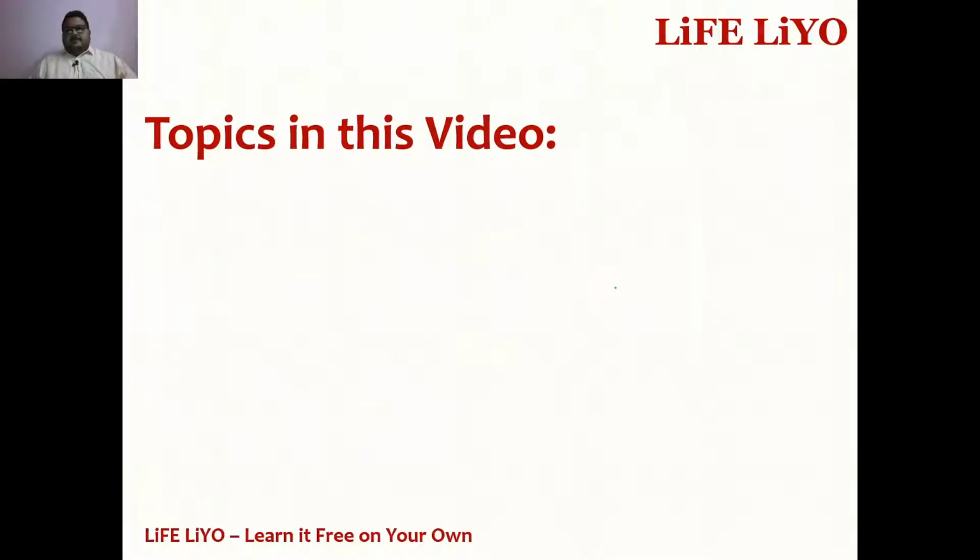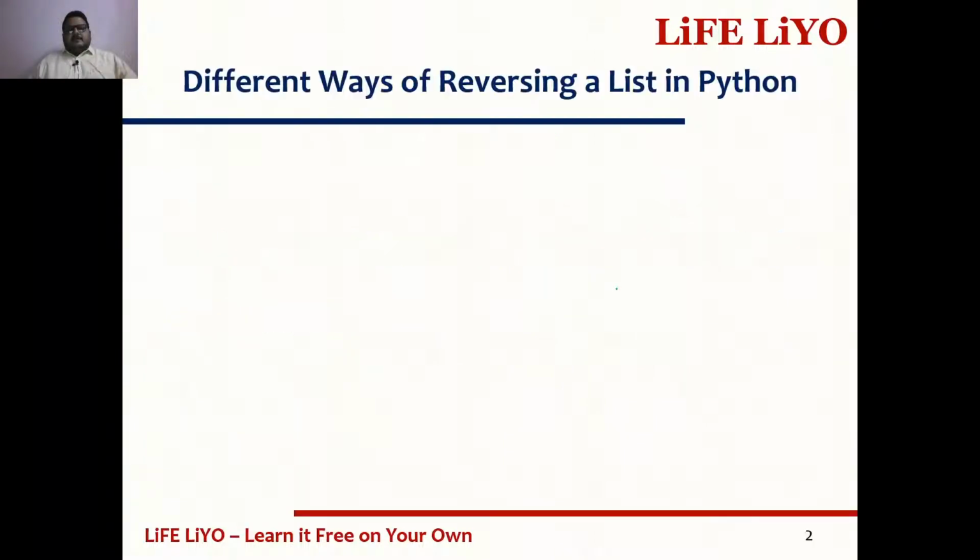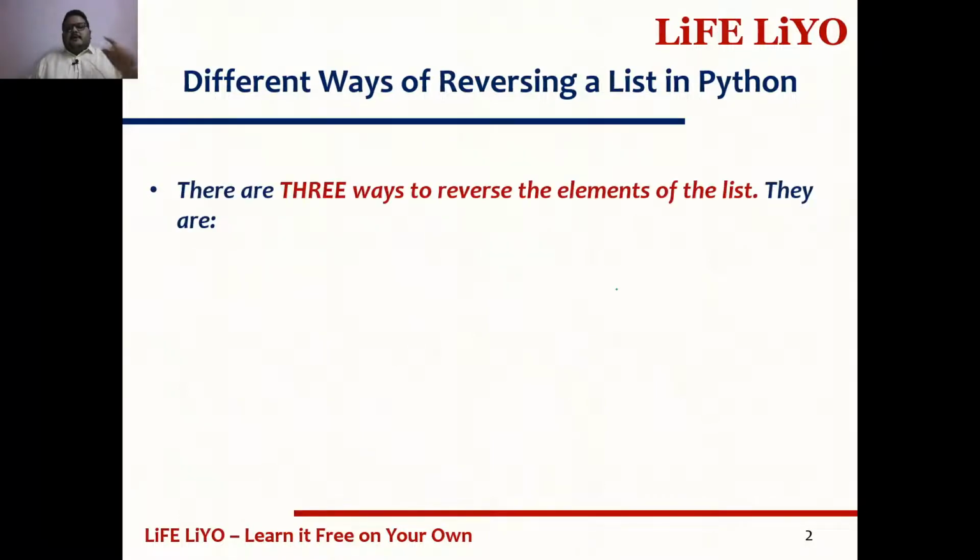In this video I am going to discuss different ways of reversing a list in Python, with examples. You may think that reversing a list is not a big thing, but in Python we have different ways to reverse a list. In short, there are three ways, and there is another, optional one, which is the manual way.